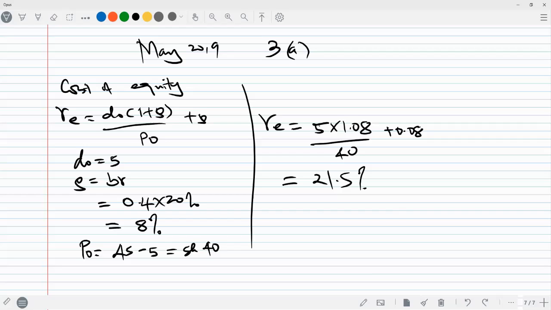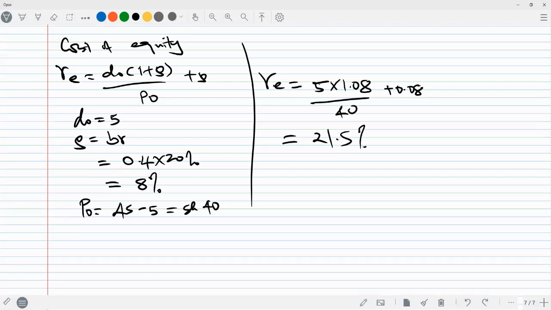Excuse me, sir. I'm wondering where you got the proportion of profits that are retained. In note 3, what's the proportion being paid out? The firm adopts a 60% dividend payout ratio. So they pay 60, they retain 40. Yes, 40. Any other question? Okay, that gives us the cost of equity, which is equal to 21.5%.